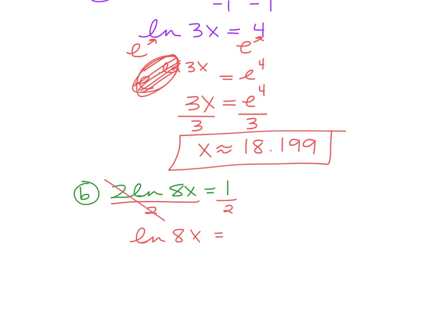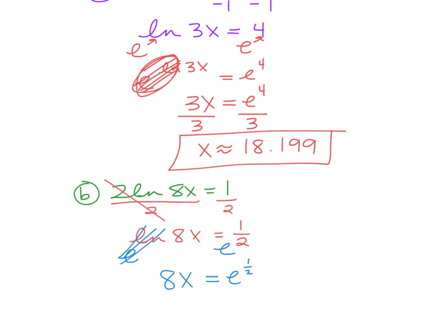But yeah, we're trying to isolate, right? So I'm going to get that 2 out of there. Now what do you do? Put your e's in. There is a bug flying around here. It's really bugging me. So you're going to do e and e, right? This goes away, so you're left with 8x equals e to the 1/2 power.